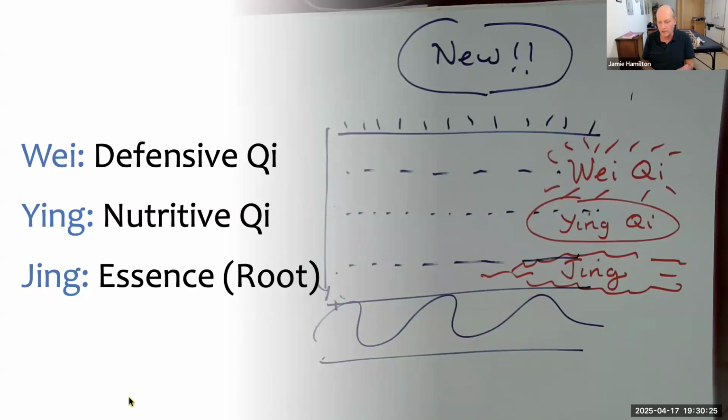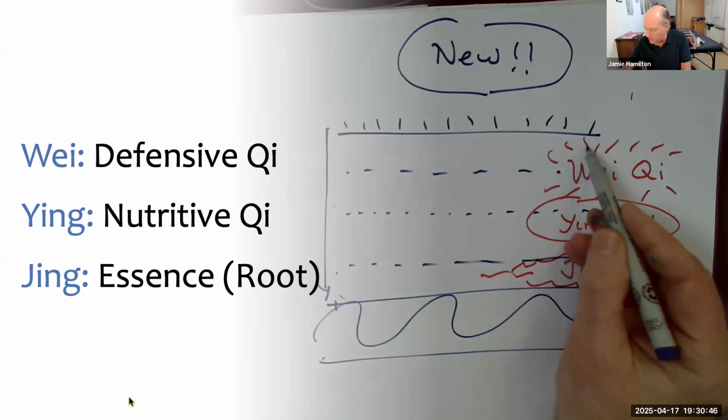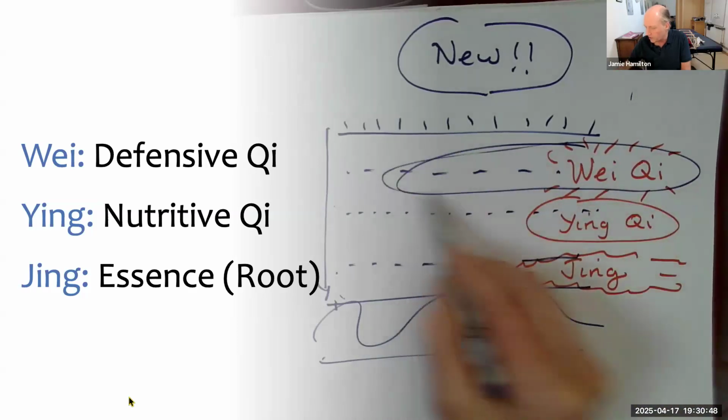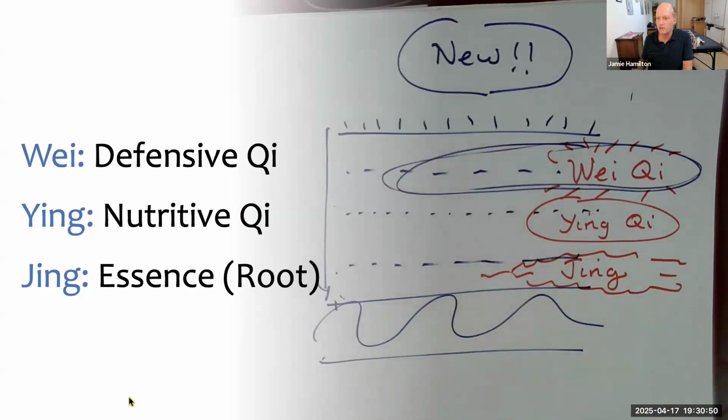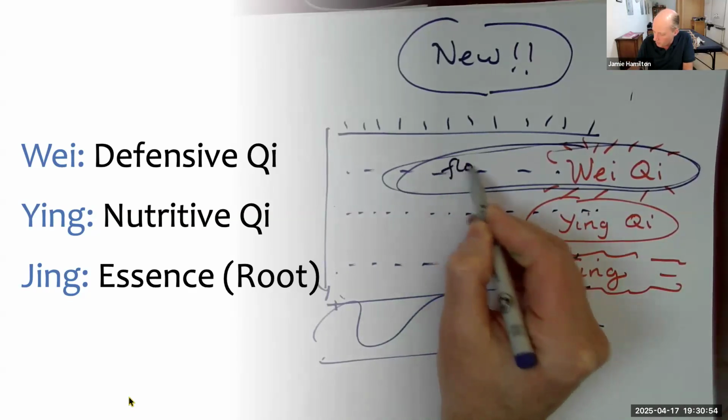So basically, it comes up sometimes that there is a gap in the system, or there's too much of one of these layers. An example of there being too much of one of these layers is when you have, for instance, too much in this upper layer of the Wei Qi. So when there's too much in the Wei Qi, we actually call this floating.